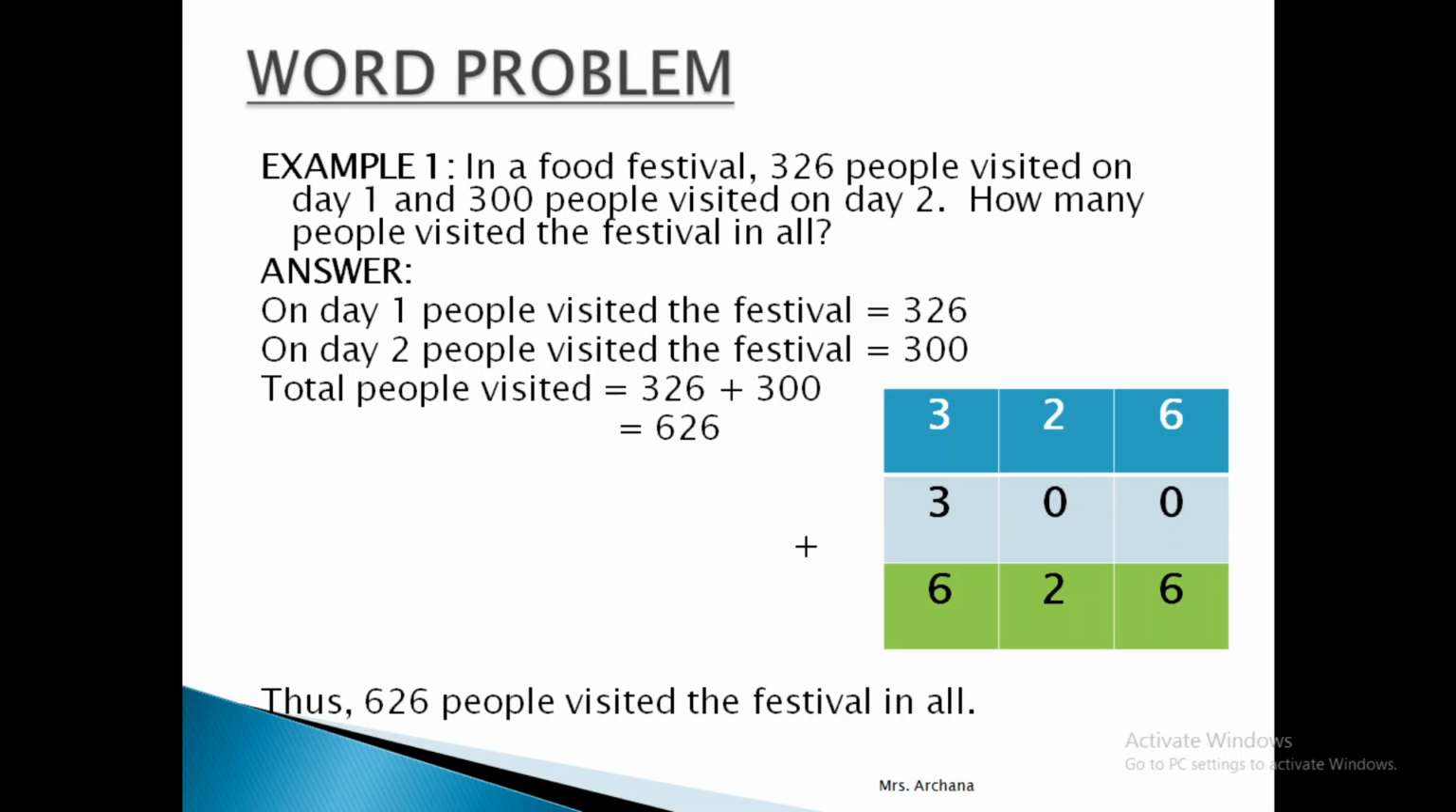According to the question, now we are going to write the answer. Answer is, what in the question is given? 326 people visited on day 1. So that we can write, on day 1 people visited the festival, that is 326. On day 2 people visited the festival, that is 300. Total people visited, that is 326 plus 300, that is 626. Here I have shown you how I have done the addition. So at last you have to write, thus 626 people visited the festival in all.